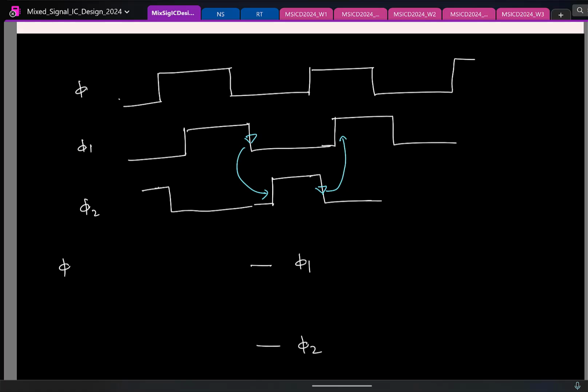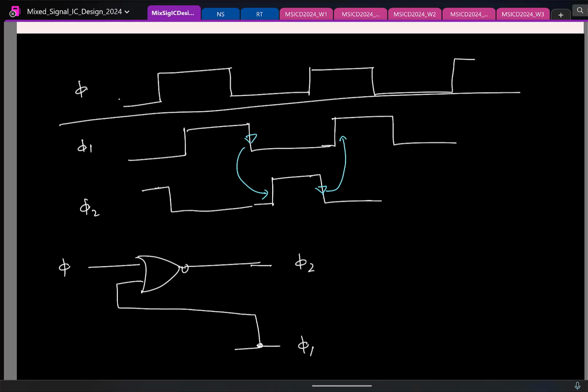So maybe I'll replace this, say it's phi 2, phi 1. So I'll take phi, I'll also take phi 1 and then do this. Phi is for the M2. No, this is the main clock. Okay, this is your input clock. You have to generate the other clocks from this.